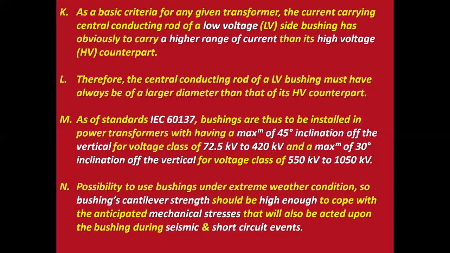As per standard IEC 60137, bushings are to be installed in power transformers with a maximum of 45-degree inclination from the vertical for voltage class of 72.5 kV to 420 kV, and a maximum of 30-degree inclination from the vertical for voltage class of 550 kV to 1050 kV.